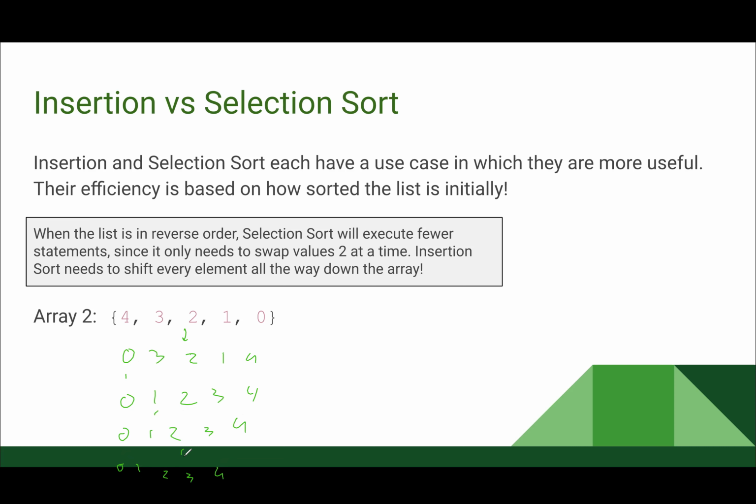Now, that works pretty well, but insertion sort is going to shift every single element all the way down the array. So 3 is going to need to get shifted into its position. Then 2 is going to need to get shifted all the way down, and then 1, and then 0. So we're going to have lots of statement executions when we do insertion sort on a completely backwards list. So that's the worst case scenario for insertion sort.